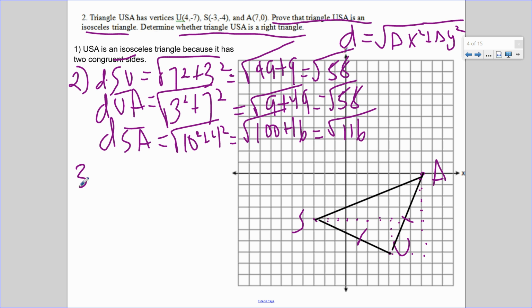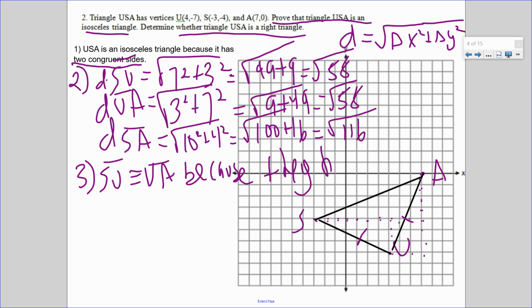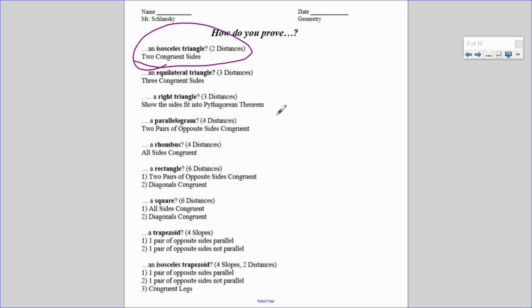All right, step 3. So in step 1, I said it's an isosceles triangle because it has 2 congruent sides. So tell me that it has 2 congruent sides. SU is congruent to UA because they have the same distance. Now it says to determine if USA is a right triangle. To prove a right triangle, I need to show that the sides fit into the Pythagorean theorem.